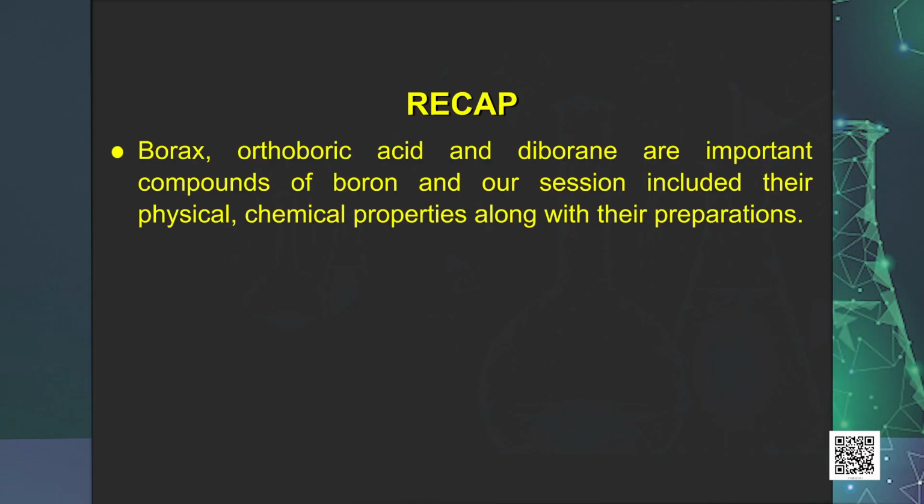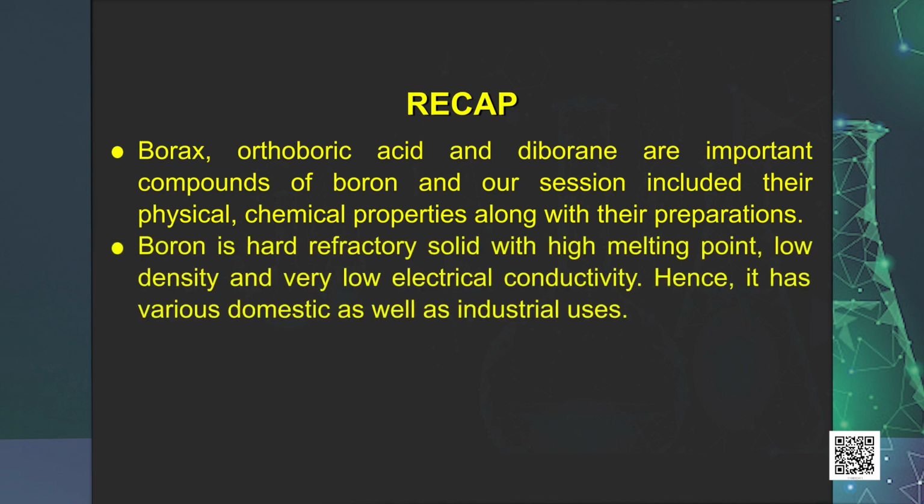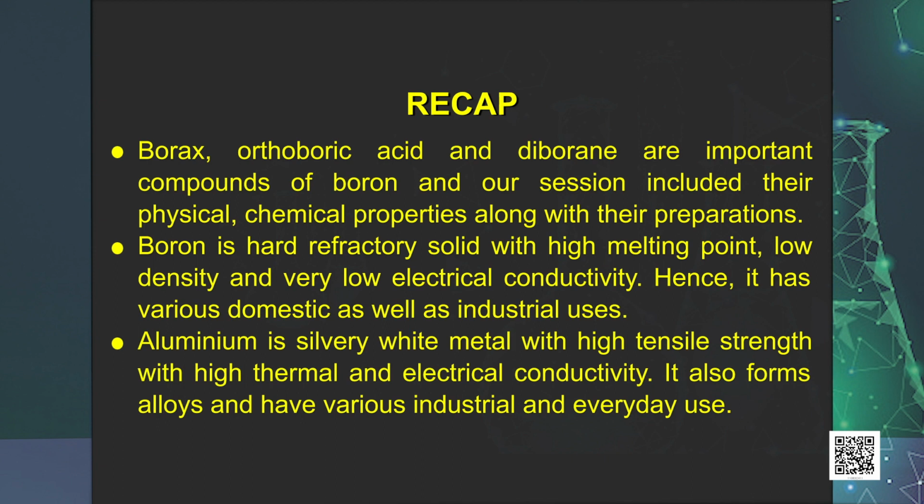The first one is borax, orthoboric acid and diborane are important compounds of boron, and our session included their physical, chemical properties along with their preparations. Boron is a hard refractory solid with high melting point, low density and very low electrical conductivity. Hence, it has various domestic as well as industrial uses. Aluminium is a silvery white metal with high tensile strength, with high thermal and electrical conductivity. It also forms alloys and has various industrial and everyday use.